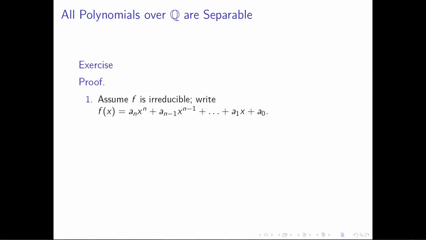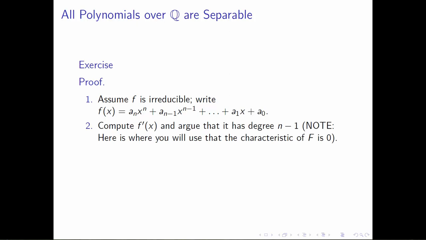Now here I'm not going to do the proof, we just did a rather large proof, and the proof of this is much easier. So I'm just going to give an outline of how the proof should go, and it's an exercise to fill in all the details. So the first step is to assume that f is irreducible and to write out an expansion for what the polynomial f is.